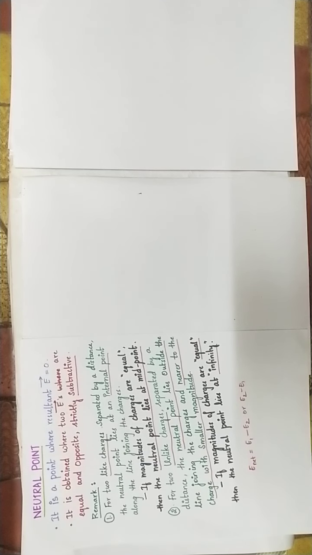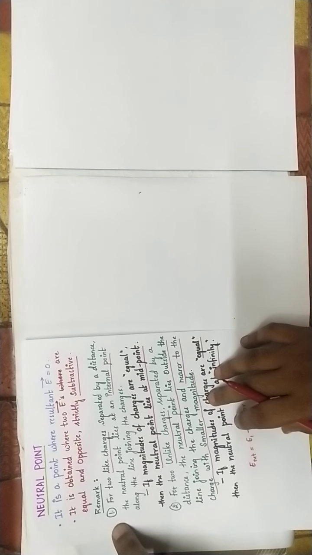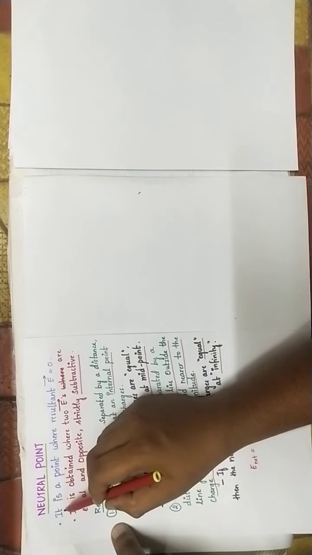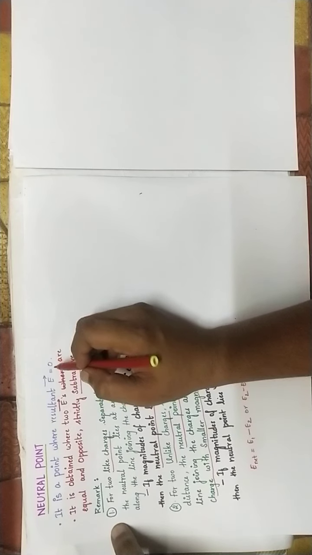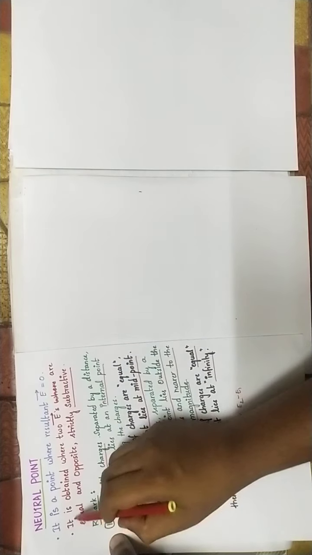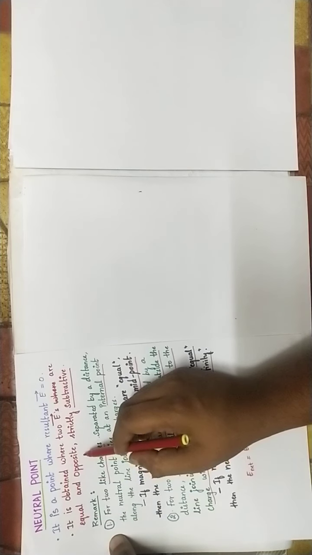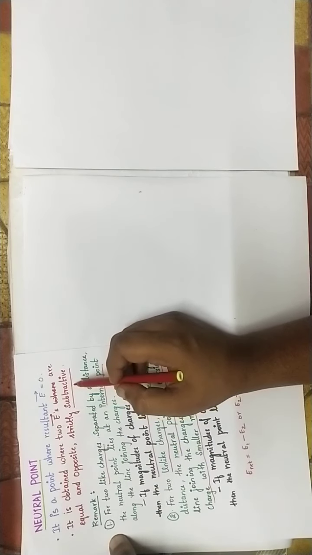Hi students, the next topic here is neutral point. The term neutral means that all values get cancelled and it will give you the result 0. So the neutral point concept here is related to the electric field. It is a point where the resultant electric field is 0. It is obtained where two electric fields are equal and opposite and they are strictly subtractive.